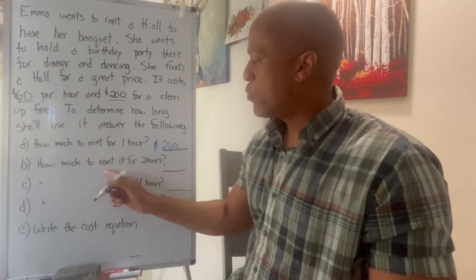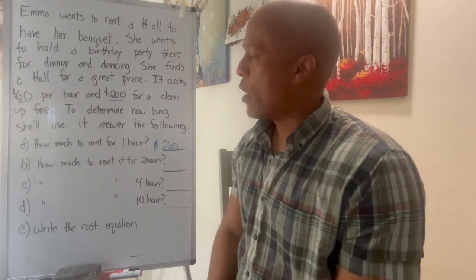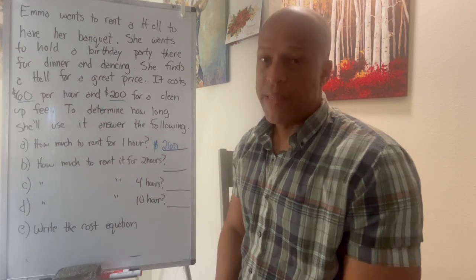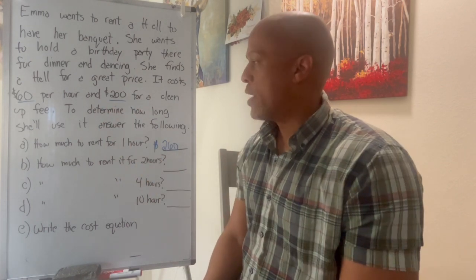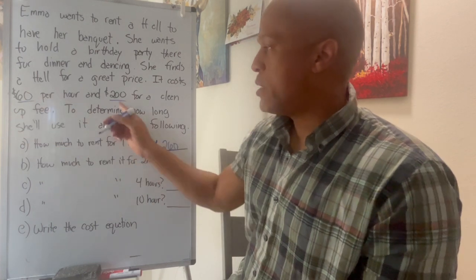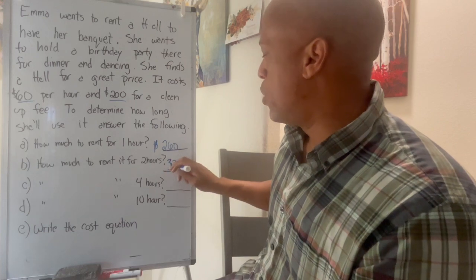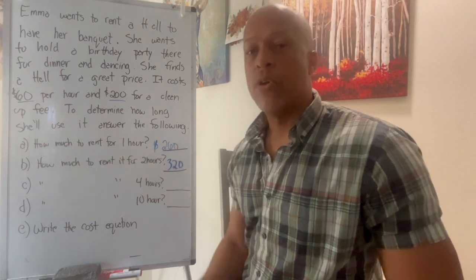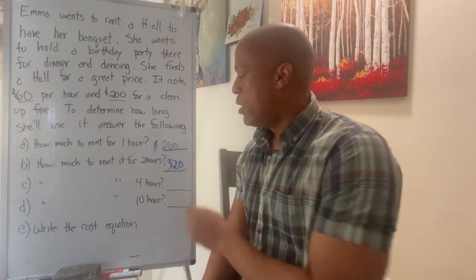So, how much to rent it for 2 hours would be, well, if it costs $60 per hour, I need two of those. And then how many times do I pay that cleanup fee? I only pay that cleanup fee one time. So that's going to be 120 plus 200, which is $320. Great. So right away, we're seeing that this is a number that can vary by the number of hours. And that's what we want to get to. Let's look at the next one.